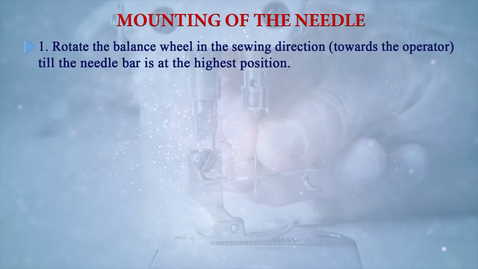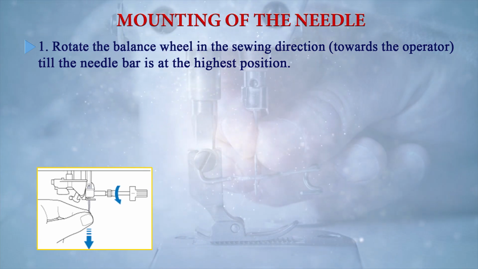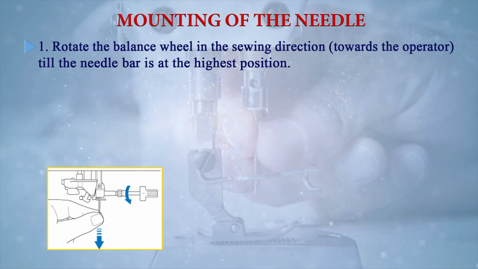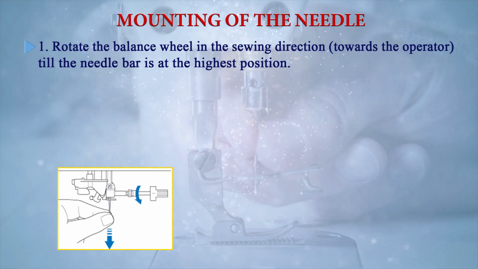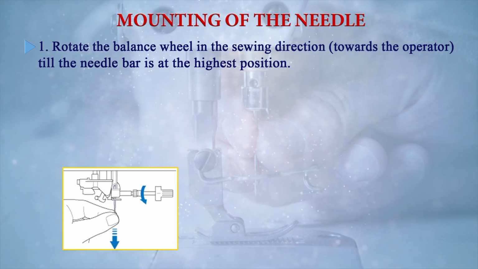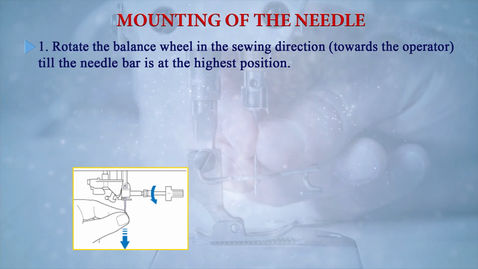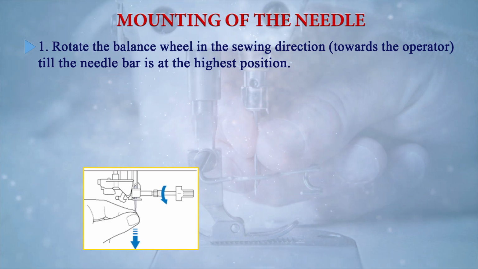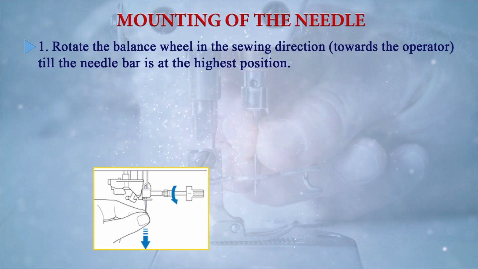So how will we do it? We will just rotate the balance wheel. When you see the sewing machine in front of you, on the right side of the machine there is a round circular part, which is called the balance wheel. Rotate the balance wheel in the sewing direction, towards the operator, towards you, till the needle bar is at the highest position.